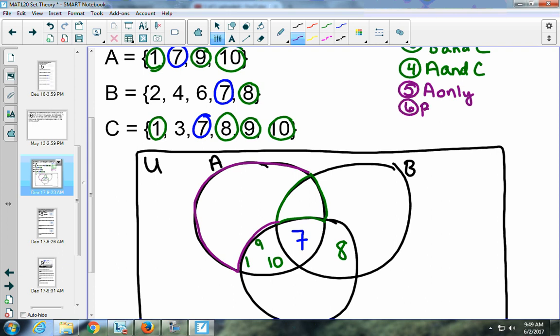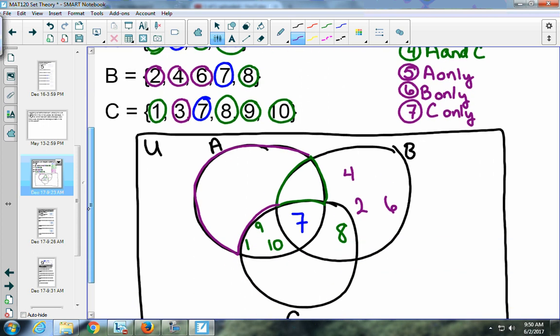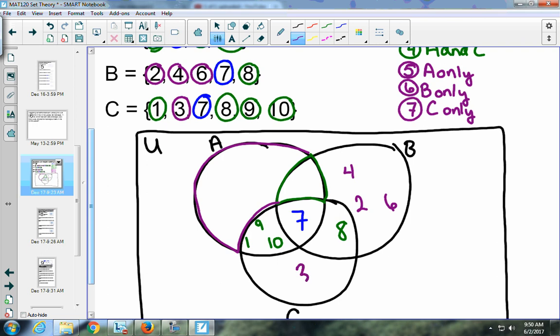If I look at B only, there are some numbers left in set B. 2, 4, and 6. Just like before, I'm going to go back and circle them in the universal set. And I'm going to list them in this space for B only. Now I need to look at C only. There is one number left there, 3. I also circle it in the universal set, and I will write 3 in C.